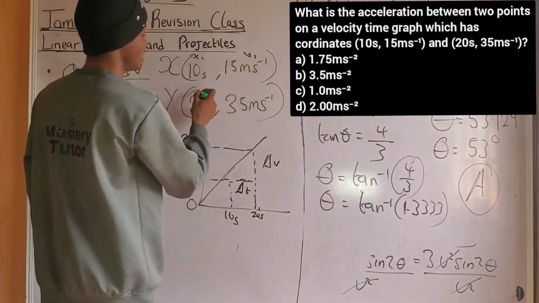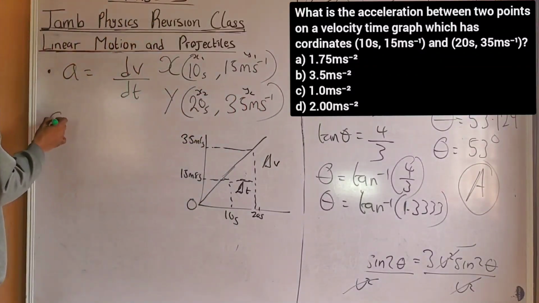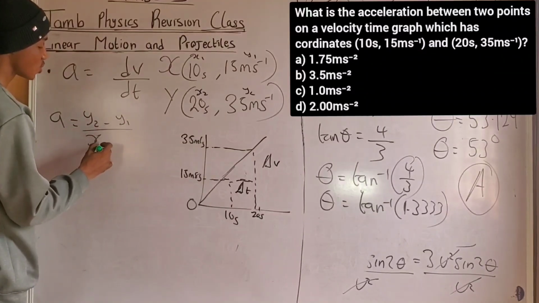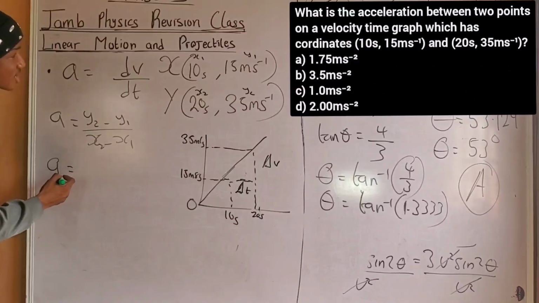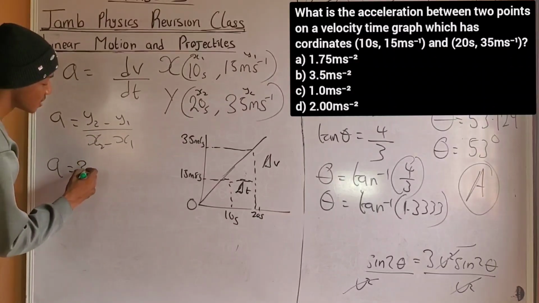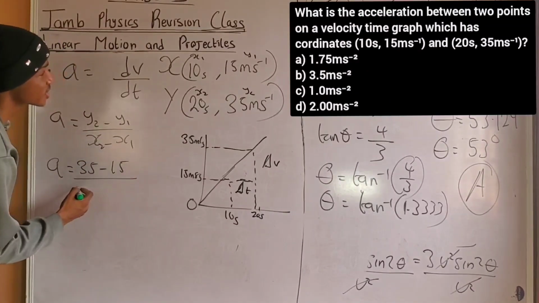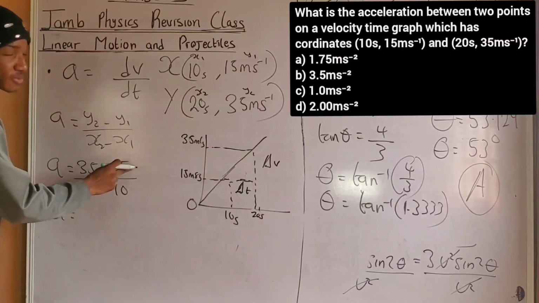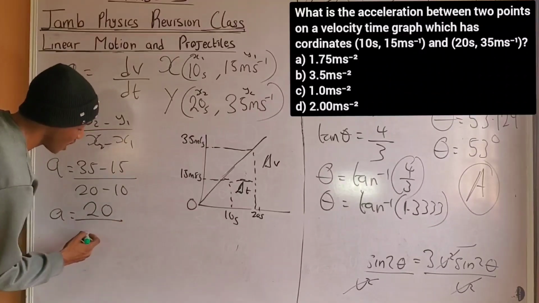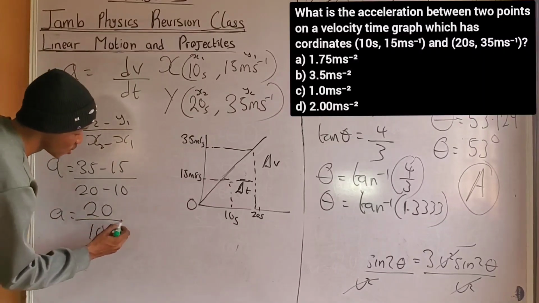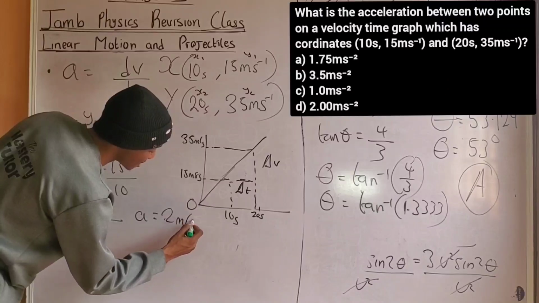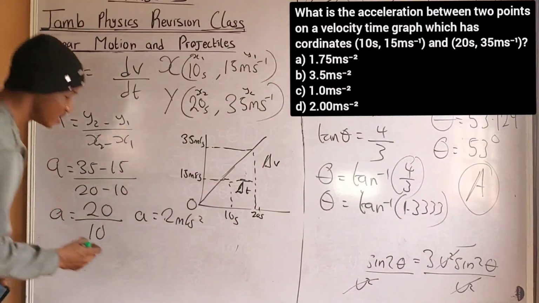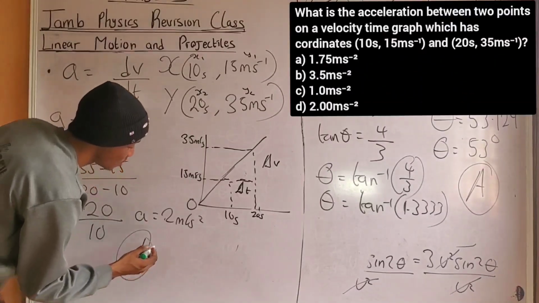x1, y1, x2, y2. The formula for slope or gradient is equal to y2 minus y1 all over x2 minus x1. So the acceleration is equal to y2, which is 35 minus 15, all over x2, which is 20, minus 10. 35 minus 15 is 20. 20 all over 20 minus 10 is 10. So acceleration is equal to 2 meter per second squared. And the correct option to that question is option D. Option D is correct, 2 meter per second squared.